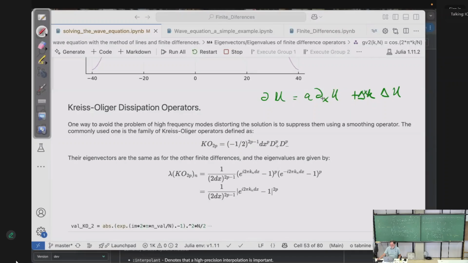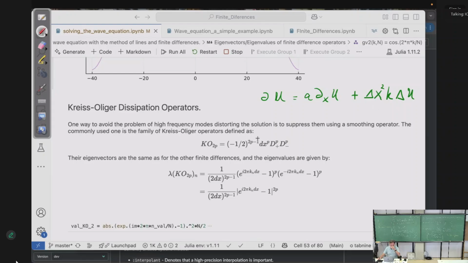Right. So let me put it better here. You might try something like delta x times k times Laplacian u. Maybe delta x squared, for instance. So when you try this, when delta x goes to 0, this part goes to 0, and you don't see it, but it will nevertheless kill the high frequencies.